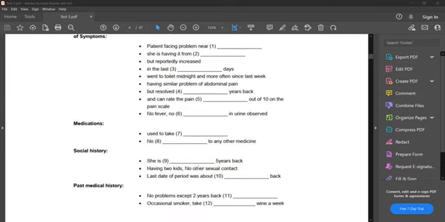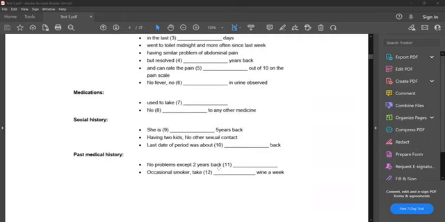Social history, she is something 5 years back. So she may be solitary or she is retired. It could mean any of those kinds of things. Last date of period was about so many back. So how many days, how many years, how many weeks, something related to that. No problems except 2 years back, but something happened there. So that might be something that you'll be looking for when the audio is going. Occasional smoker takes how much wine a week. So that is a frequency.